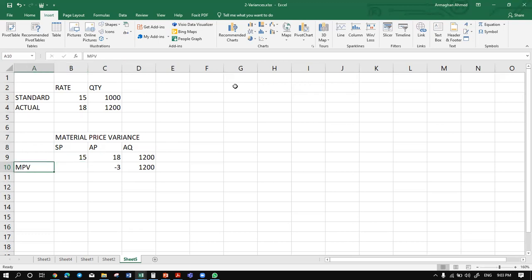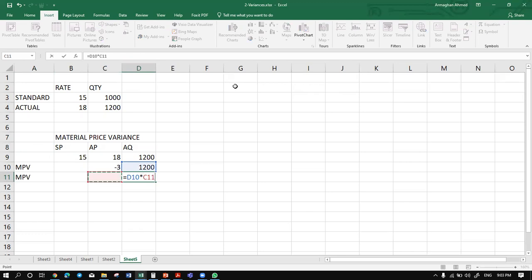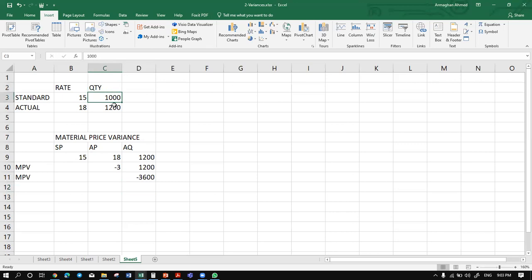Material price variance, right? Yes, sir. Minus 3600, sir. So it is 1200 times minus 3, unfavorable 3600, right? This is the way we calculate the material price variance. Saqib, you understand this point? Yes, sir. This is the standard quantity and this is the actual quantity, right?